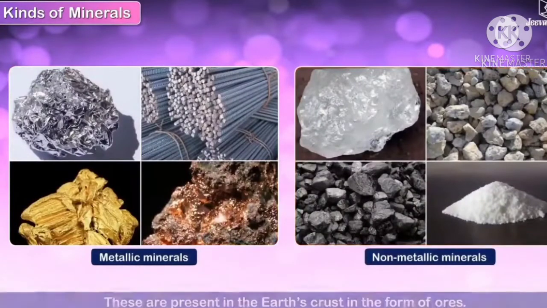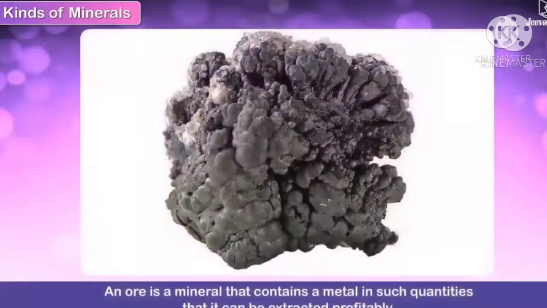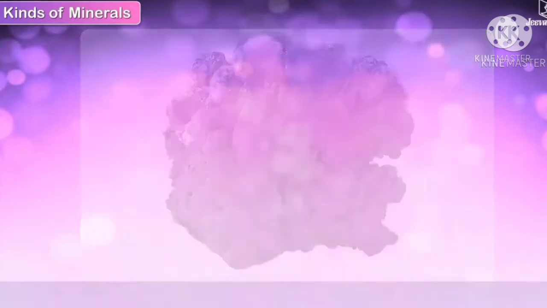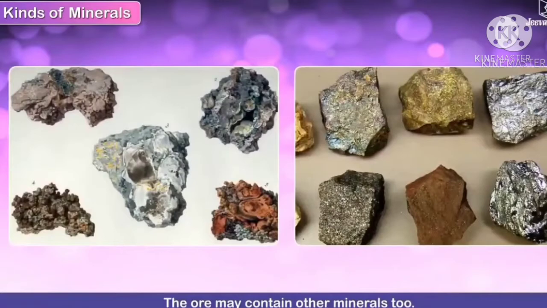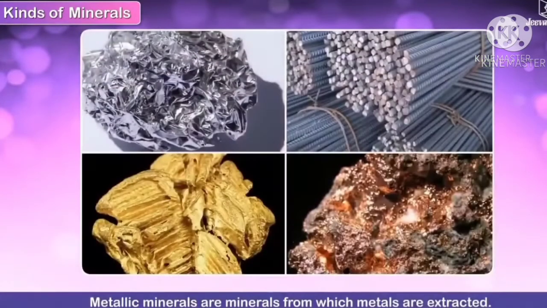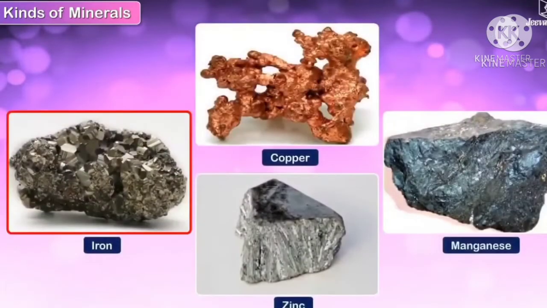These minerals are present in the earth's crust in the form of ores. So what's an ore? An ore is a mineral that contains a metal in such quantities that it can be extracted profitably. So an ore may contain other minerals too. Metallic minerals are minerals from which metals are extracted. That's just the full meaning.